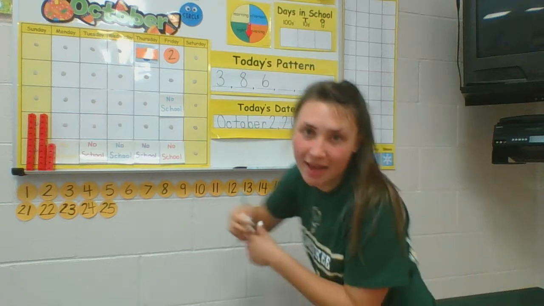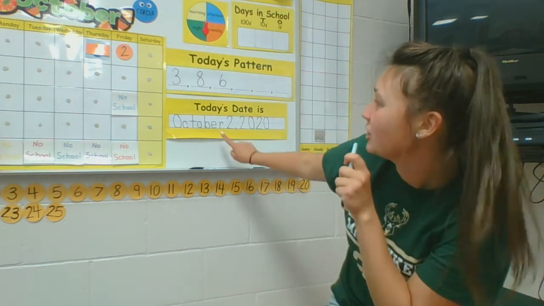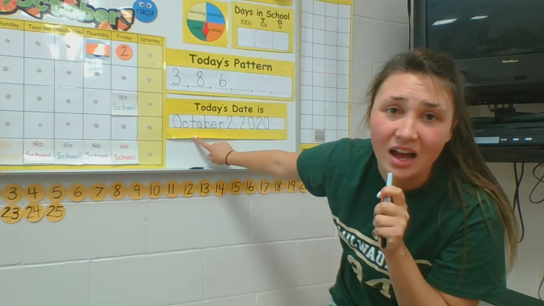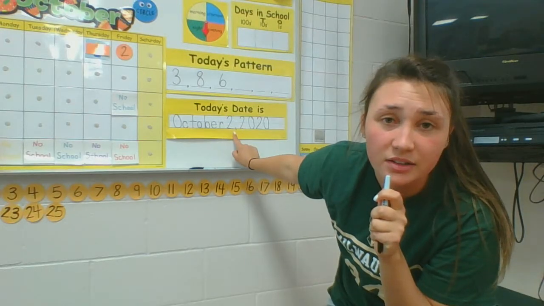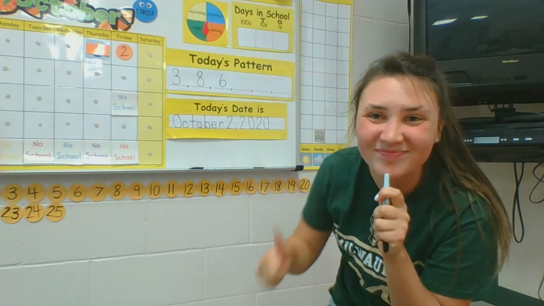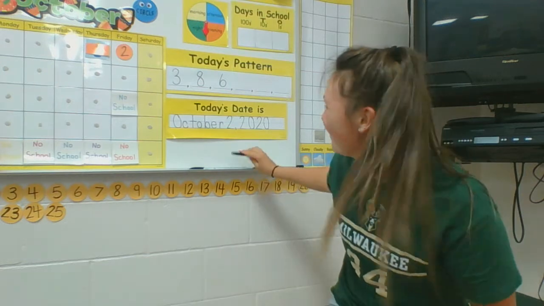So, you know what time it is? It's time to announce it. Grab your marker and announce it with me on 3. Ready? 1, 2, 3. Good morning, Milwaukee. Today's date is October 2nd, 2020. Very good, 5K. Thank you.